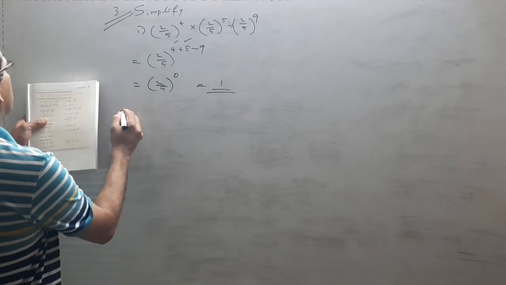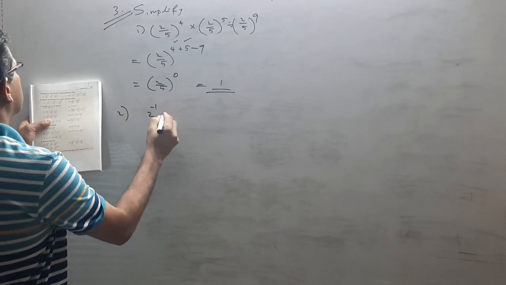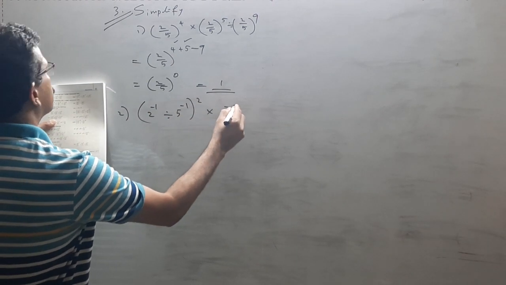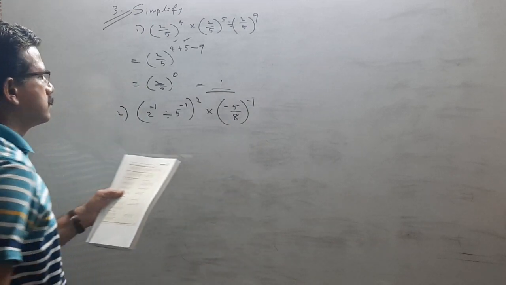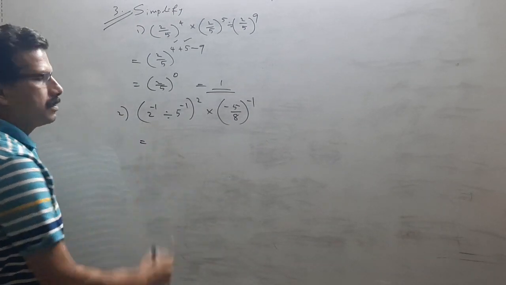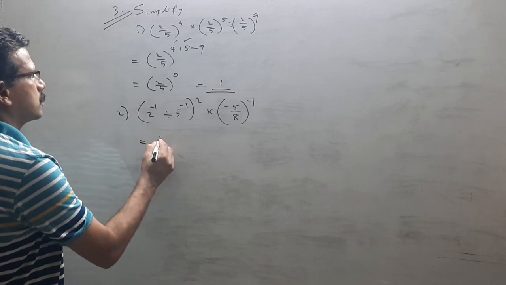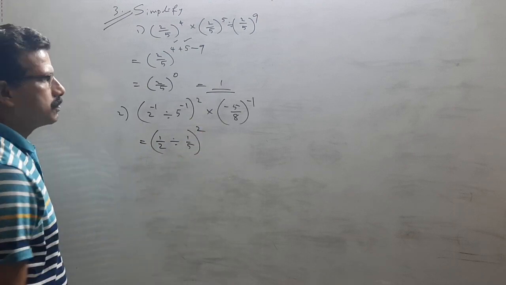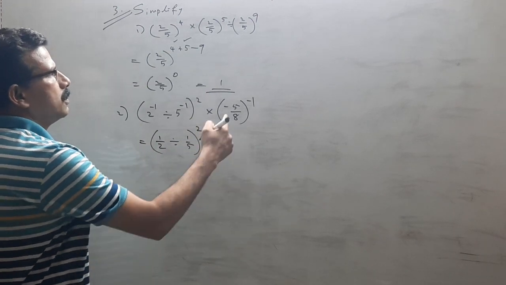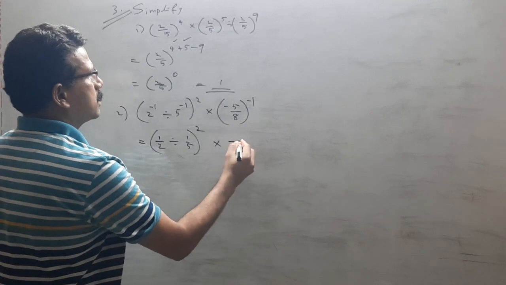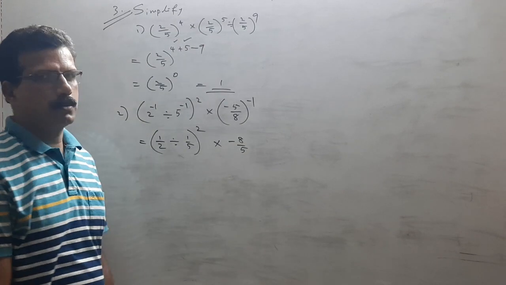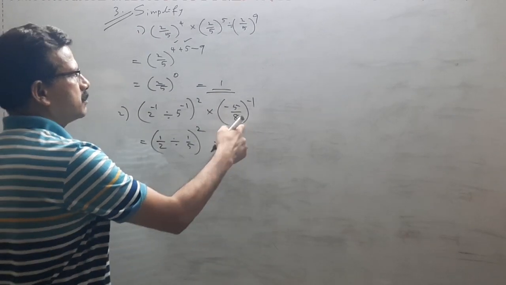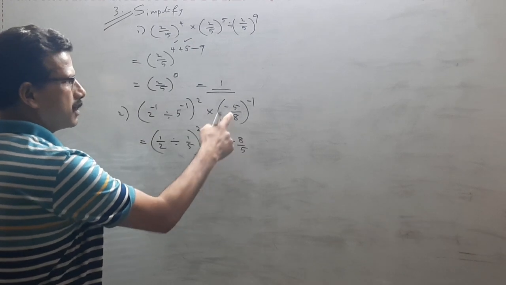Suppose it is another part like this. (2^−1 ÷ 5^−1)^2 × (−5/8)^−1. 2 to the power minus 1, what is this? 2 to the power minus 1 is 1/2, divided by 5 to the power minus 1, which is 1/5, all raised to 2, into (−8/5) to the power 1. Power 1 we don't write. Power minus 1 means −5/8 becomes 8 upon 5, but this minus is not disappearing, it is there.